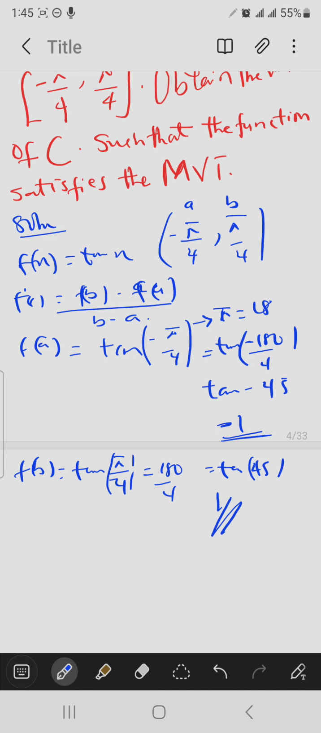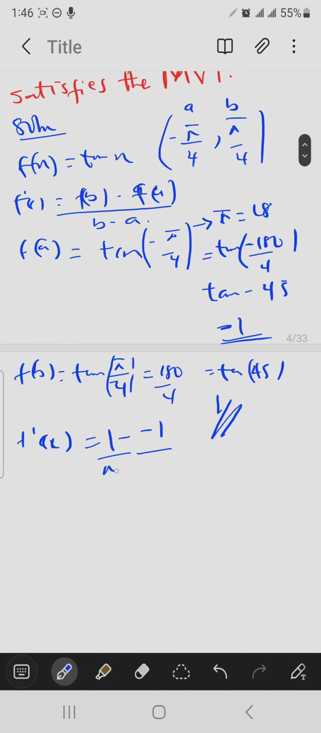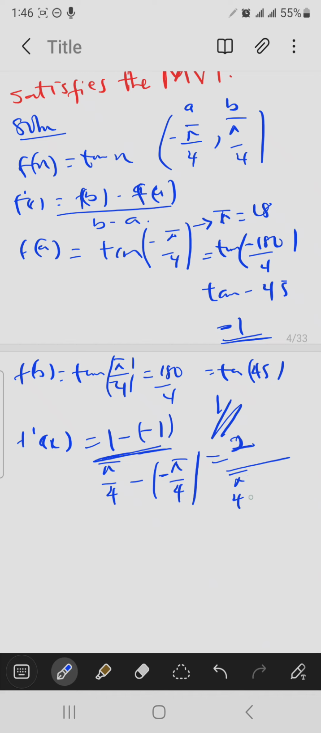So now we are going to find f prime of C, which equals to what? F of b minus f of A over b minus A. What is f of b? We have 1 minus minus 1 over, what is our b? Pi over 4, minus, you know our A is minus pi over 4. So this one is going to be 1 plus 1. You know minus is going to be plus. So this one will now be 2 over, and this is going to be plus again. So we have pi over 4 plus pi over 4, which is going to be 2 pi over 4.